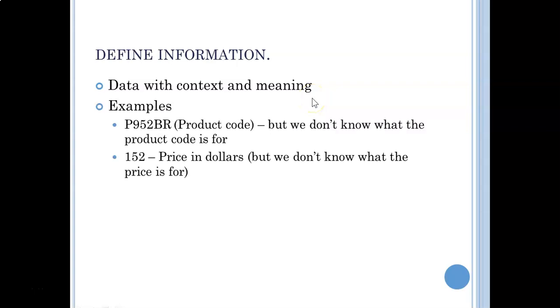Define information. So information's data with context and meaning. So examples, if we're using the same examples from the previous slide, if we say that P952BR represents a product code, then this bit of data becomes information. The same with the 153. If we say it's price in dollars for some product, then this bit of data becomes information. So as soon as data gets meaning or context, it changes to information.